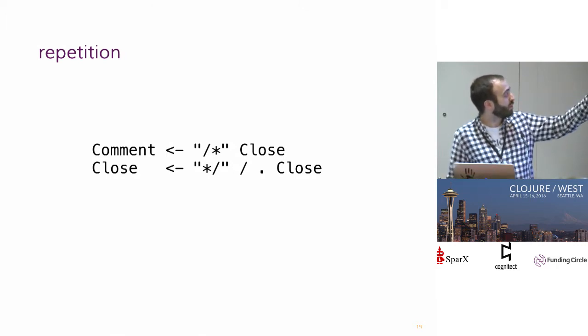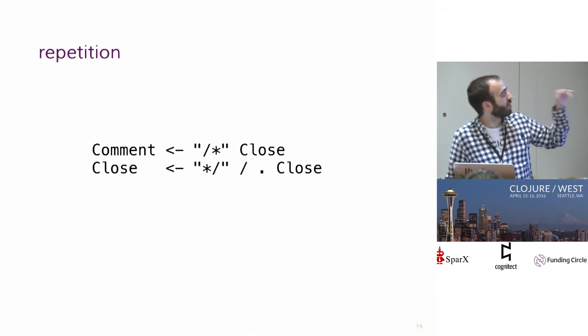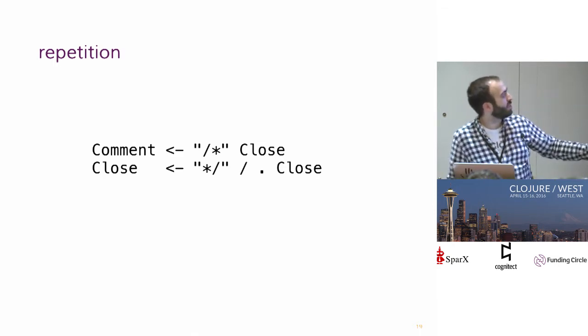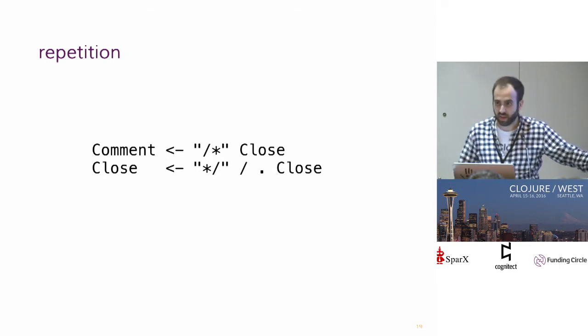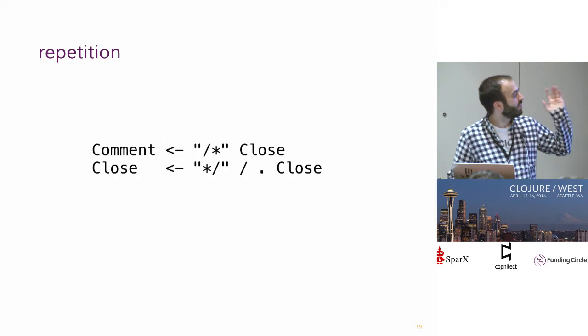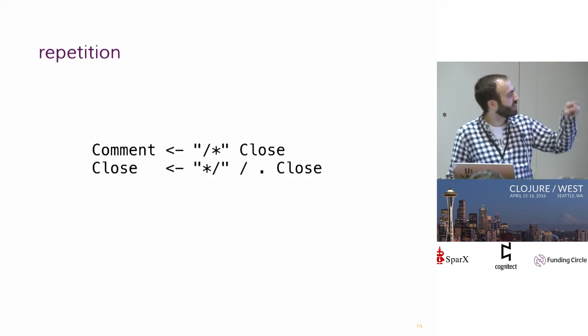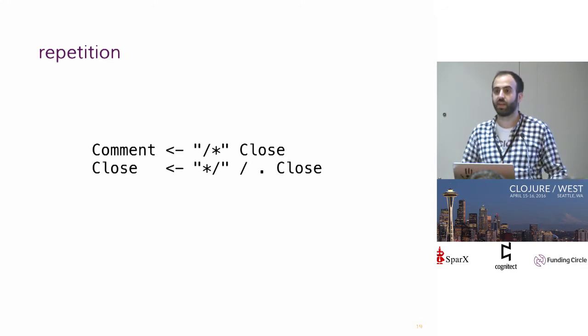So this is how you loop. You try to match a starting comment followed by this close rule, and the close rule is going to be either, so you see the ordered choice operator, either the end comment or dot, which is anything, followed by trying to reapply this close rule. So it recursively chews through anything that isn't the end comment. That's how you do a loop in a PEG. Everybody with me so far? Okay, sweet.